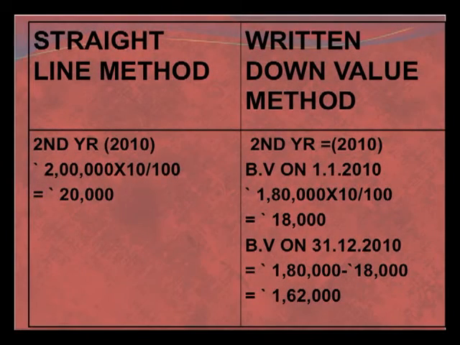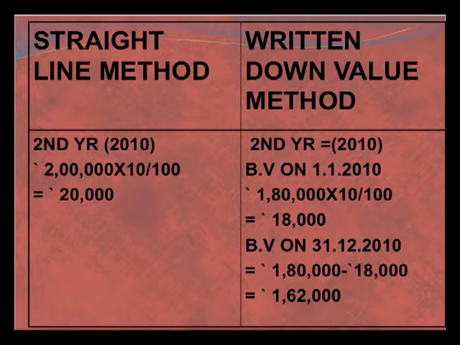In the second year, you see that under the straight line method, we are again charging the constant amount of depreciation at the rate of 10%, rupees 20,000. But in the written down value method, we are calculating the depreciation not on rupees 2 lakh, but on the book value of the asset which is remaining at the end of the first year.